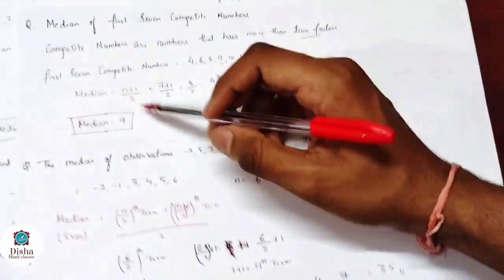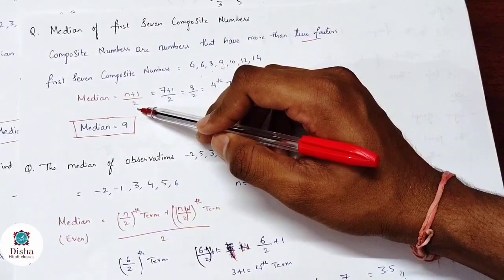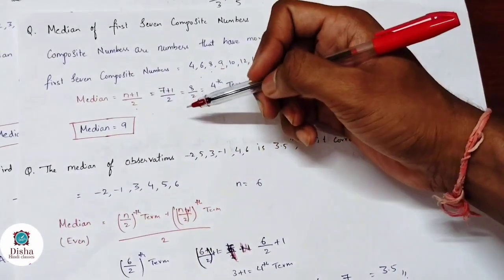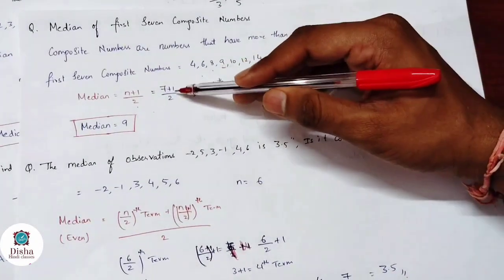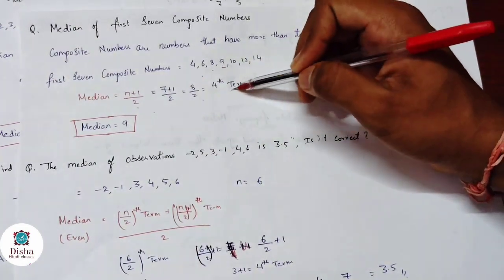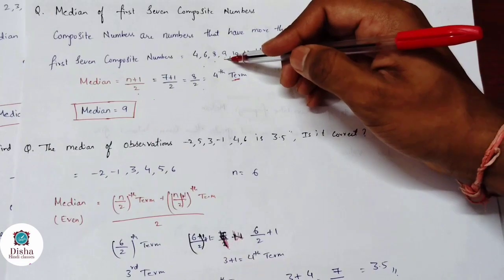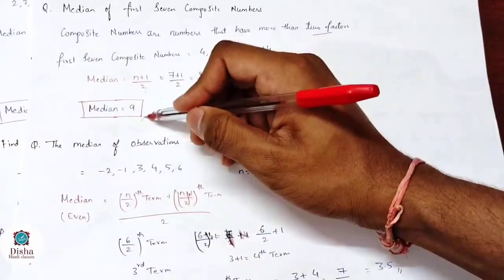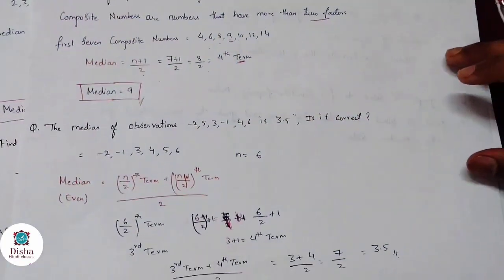So now we have median as n plus 1 divided by 2. So n is the total number of observations, that is 7. 7 plus 1 divided by 2 will get us 8 by 2. That will be equal to the fourth term. So the fourth term in these observations is 9. So median equals 9.